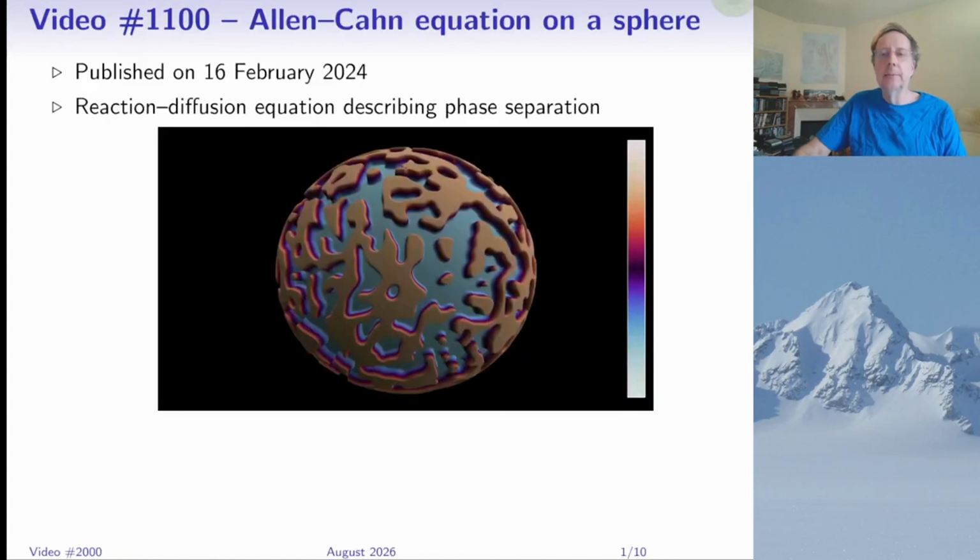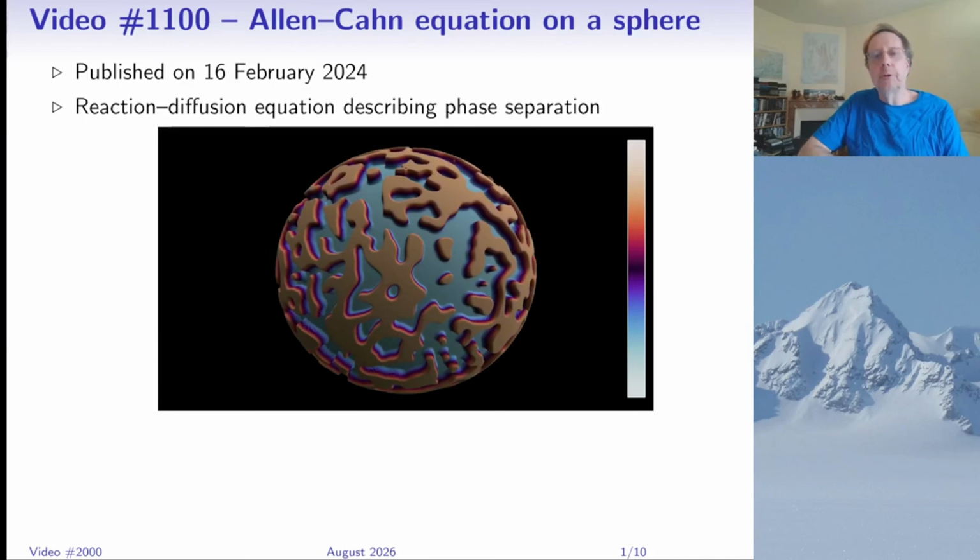So let us start with video number 1100, which is on the Allen-Kahn equation on the sphere. I had already done videos of this equation on the plane or on the torus. So the Allen-Kahn equation is a reaction-diffusion equation that describes phase separation. For instance, if you have a mixture of oil and water or different phases in an alloy which separate over time. So what's new here is that I've simulated it for the first time on a sphere.